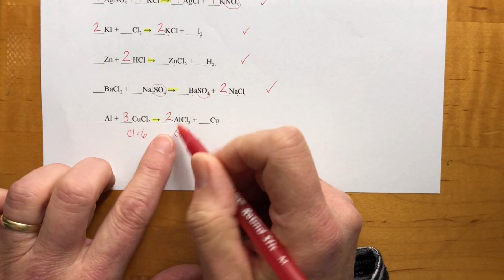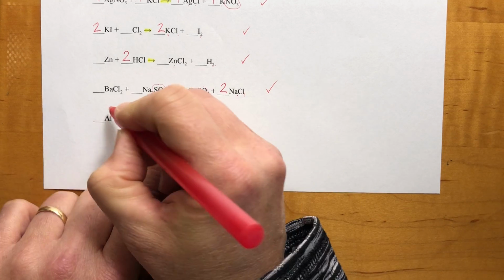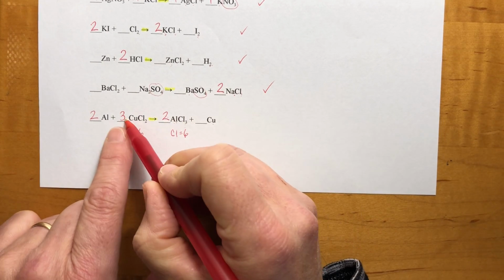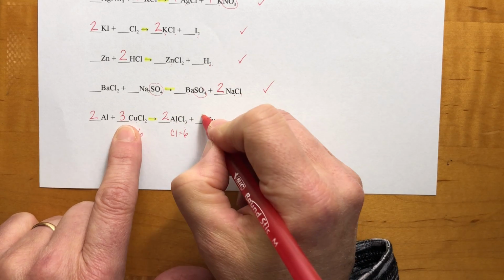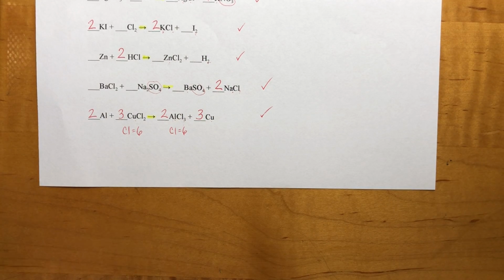But what did that just do to my metals? It messed my metals up. Now I have 2 aluminum, so I need 2 on this side. And now I have 3 coppers, so I need 3 on this side. So now we're balanced. So hopefully that helps.